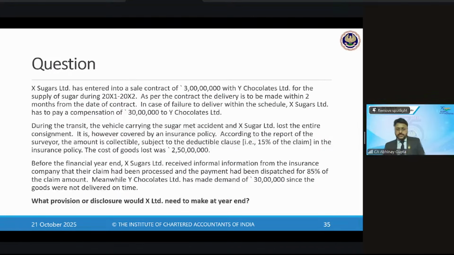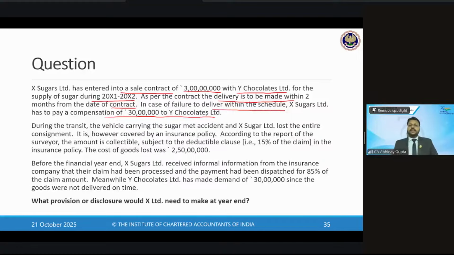Would you like to try this question before we conclude the session today? X Sugars Limited has entered into a sale contract of rupees 3 crores with Y Chocolates Limited for the supply of sugar during 2012. As per the contract, the delivery is to be made within 2 months from the date of the contract. In case of failure to deliver within the agreed schedule, X Limited has to pay compensation of rupees 30 lakhs to Y Chocolates, right?